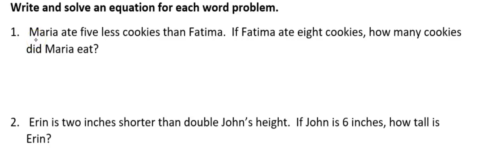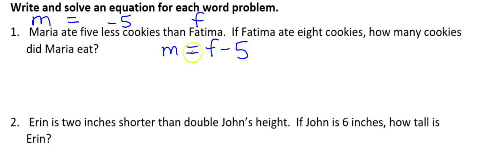So we're just going to translate just like we did before for the expressions. So this tells us Maria ate 5 less cookies than Fatima. So what I know is the amount of cookies that Maria ate, okay, so that's going to be M, is equal to 5 less, okay, 5 less, so that's minus 5, than Fatima. Okay, so I'm just going to kind of put all this together. So my equation would be M equals 5 less than Fatima, so F minus 5.